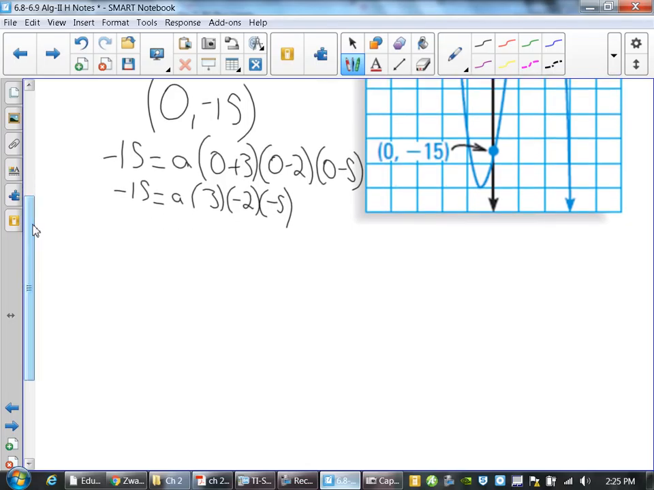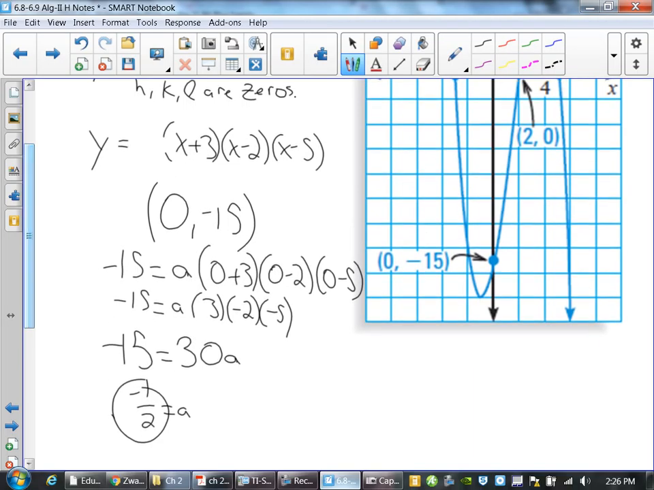What's 3 times negative 2 times negative 5? 30. What's A? Negative half. It's not 2. You have to divide by 30. So your A value becomes negative 1/2. And now you can take that and put it in front of here.